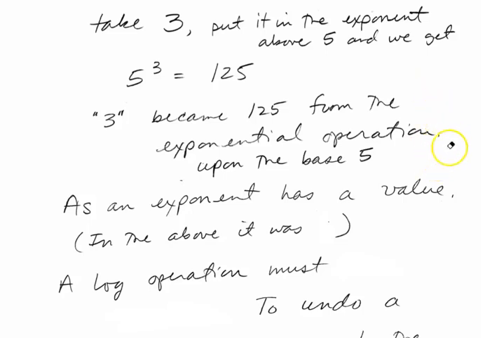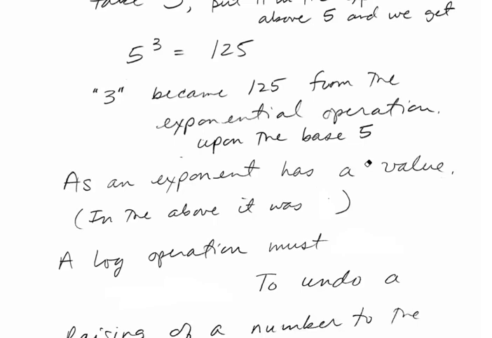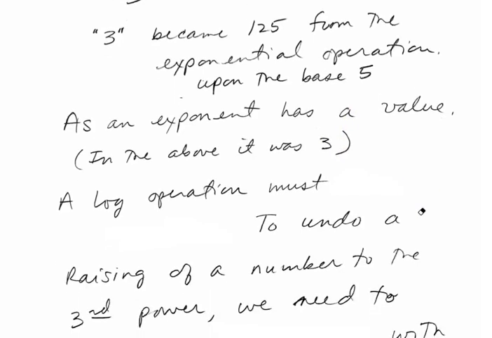So I'll let that sink in for just a second. 3 became 125 because of the exponential operation applied to the base of 5. An exponent has a value; in the above, that exponent was 3. A log operation must have a base. So that's how we need to use a base when we apply a log operation.